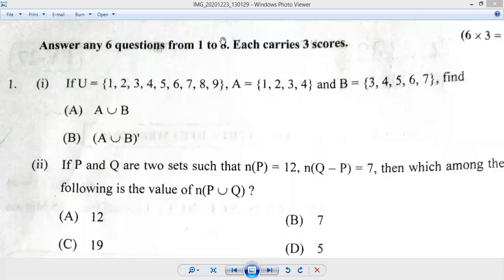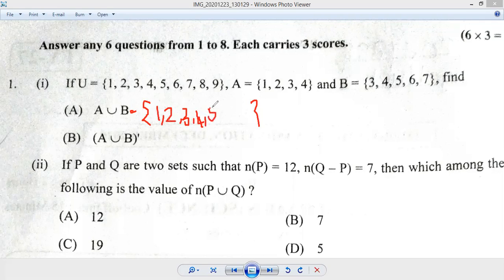So let me write the answer. So A union B is set of elements which are both in A and B, which are present in A and B. So we can write 1, 2, 3, 4, 5, 6, and 7, right? So this is A union B.